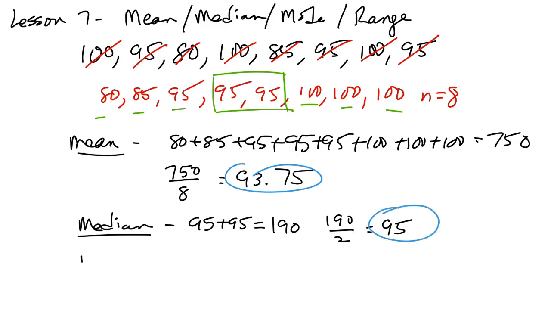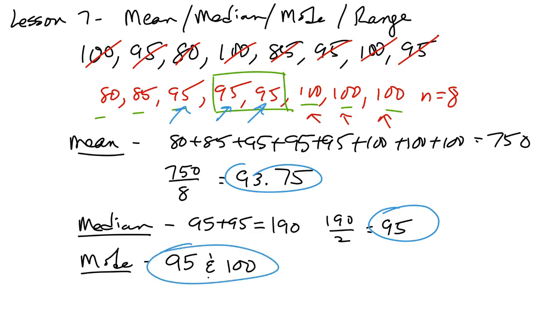Then the mode is the value that appears the most. Mode, most. Well, I have 3 95s and I have 3 100s. So the mode is 95 and 100. You can have multiple modes. You can also have no mode if there is no value that is repeated.